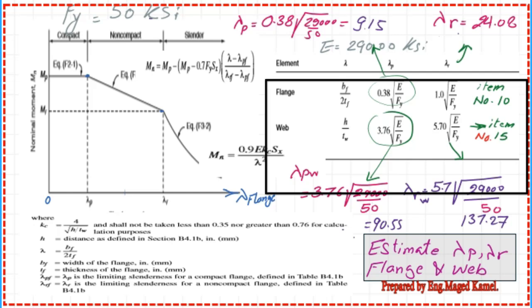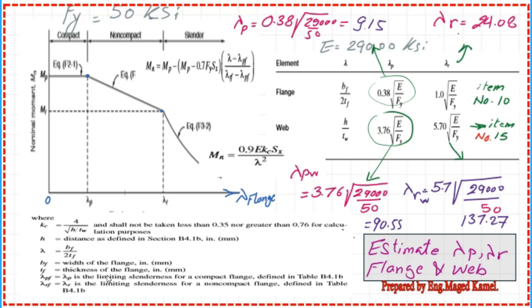lambda sub p will be equal to 3.76 multiplied by the square root of E divided by F yield. While for lambda sub r for the web, it is equal to 5.7 multiplied by the square root of E divided by F sub Y, which is item number 15 in section B. For both these items, we have F sub Y equals 50 KSI, and the E value is 29,000 KSI.